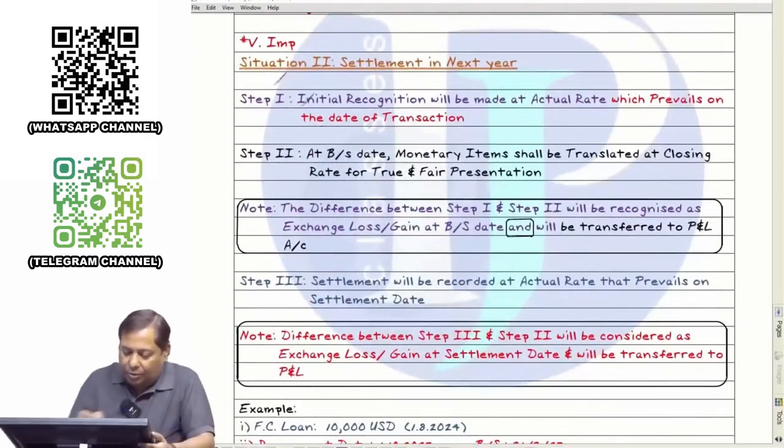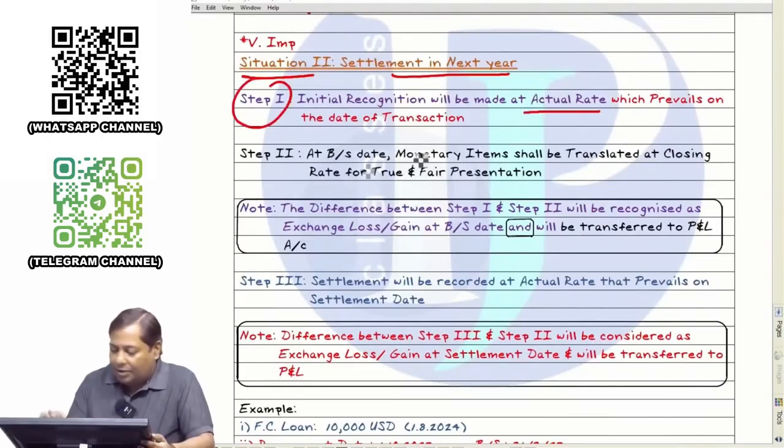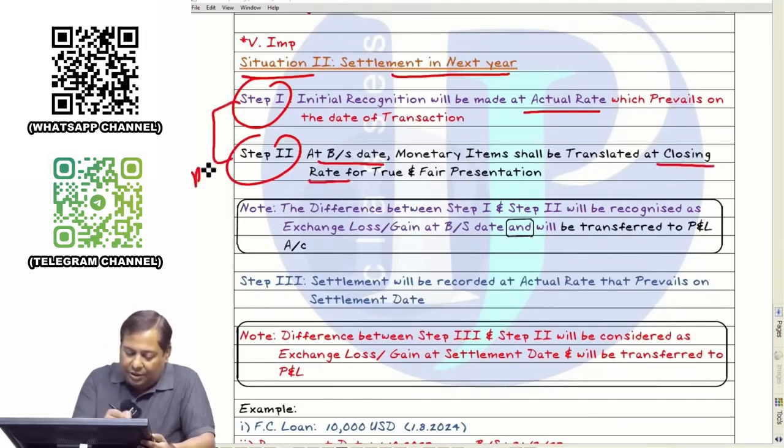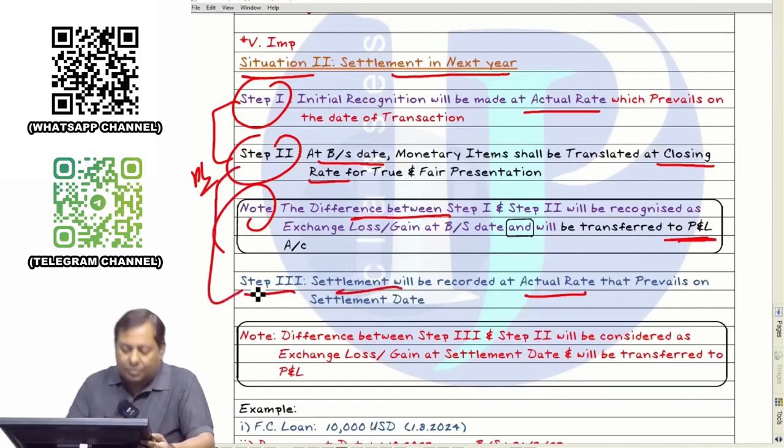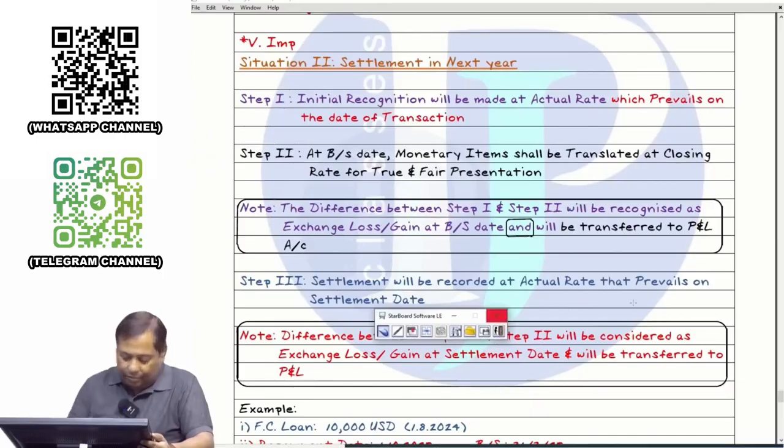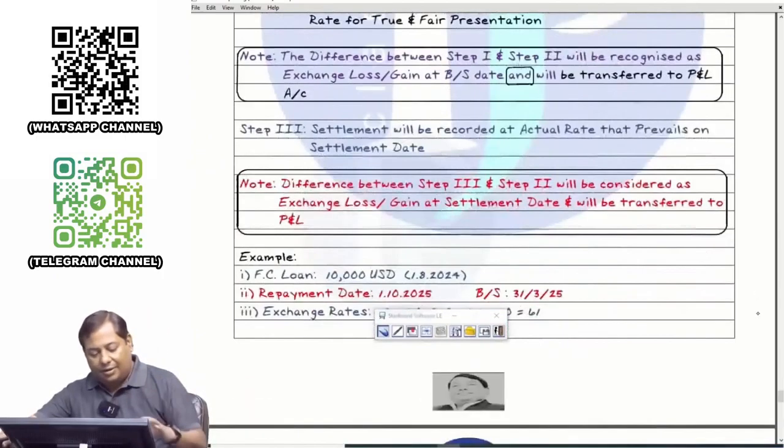Look, this is situation 2. It's your next year's concept. The first step is actual rate. The second step is balance sheet date, and here is the closing rate. The difference between the two is P and L. I will repeat, the difference is P and L. Okay. Third step is settlement at the actual rate. Then calculate the difference between step 2 and step 3. P and L. You have the example. See the example that you are given.